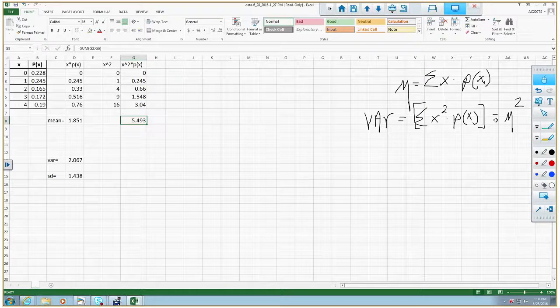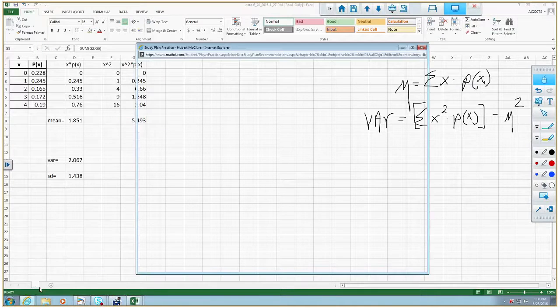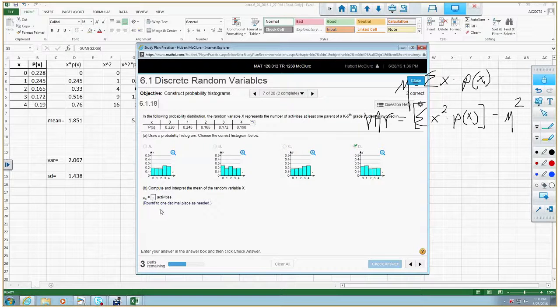Minus, that's how you say minus. Minus the what squared? Mu squared. What is mu? Mean. Take all this minus the average squared, or the mean squared, whatever you want to call it. And you type it into your answer. I don't know what they want for the answer. Let's see. Round to one decimal place. So that's 1.9.